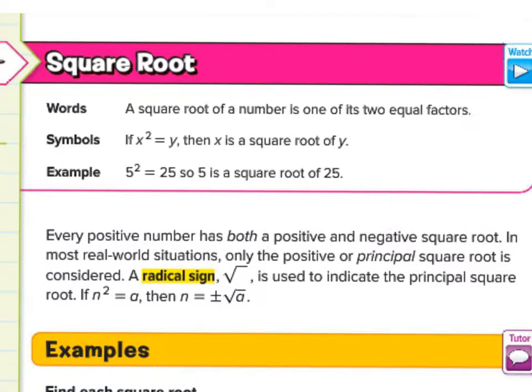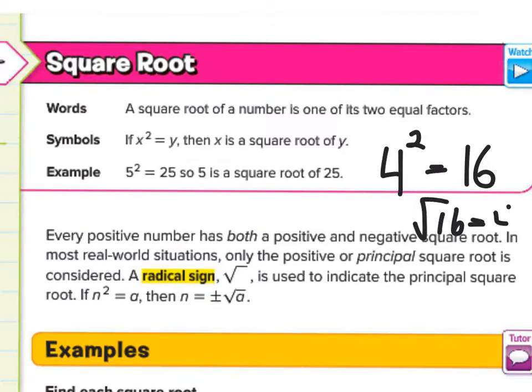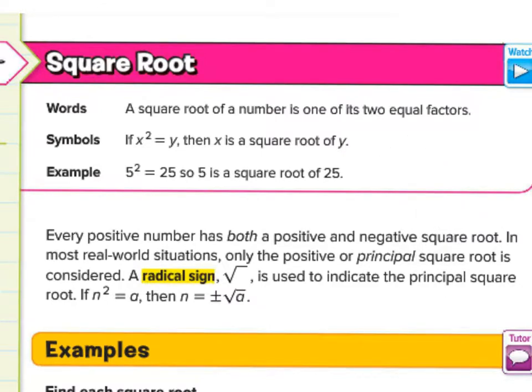Symbols. If x to the power of 2 equals y, then x is the square root of y. So what we're trying to say here is if 4 to the power of 2 equals 16, then that means 4 is the square root of 16. So square root of 16 would be 4. That's what we mean when we talk about symbols. And here's an example. 5 to the power of 2, or 5 squared, is 25. So 5 is the square root of 25.